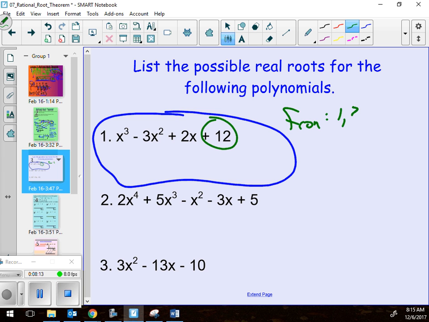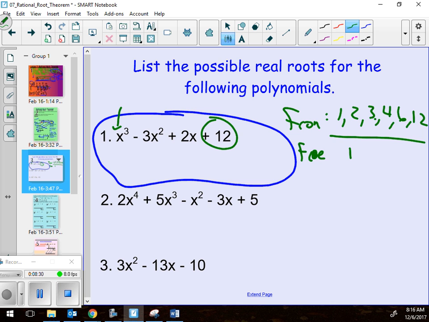1, 2, 3, 4, 6, and 12. Good. Holy cow, there's a lot of them. And then we divide that by the factors of the coefficient. The good news on this one, if there is any, is that the lead coefficient is just 1.